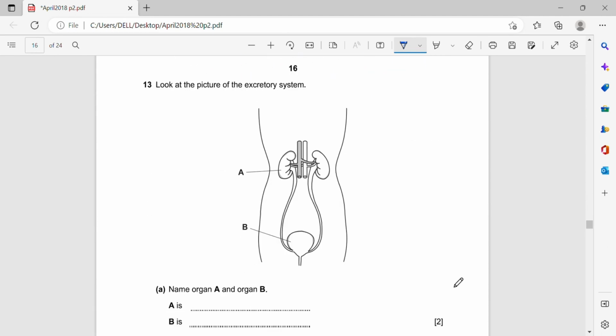Next question. Look at the picture of the excretory system. We have here the excretory system. The excretory system is composed of what? Kidneys, ureters, right and left kidney, right and left ureter, and urinary bladder. Name organ A. Organ A is the kidney. Organ B is the bladder. Great. The urinary bladder.